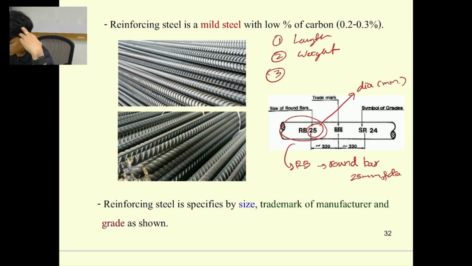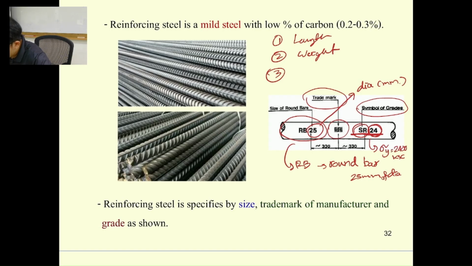And then we have the trademark over here in the middle, which is the company trademark logo. And lastly, we have the symbol of the grade. So SR over here specifies the strength of the steel. SR is for the strength of the round bar. And then we have 24 over here, which is the yielding stress. It's going to be 2400 KSC, or 240 megapascal. Okay, this is how we read it.